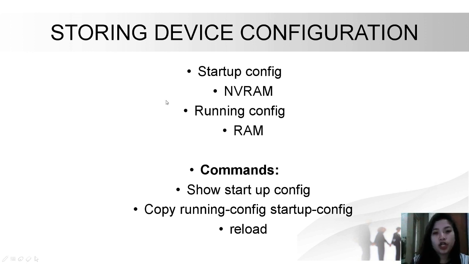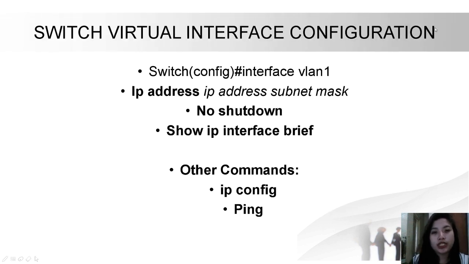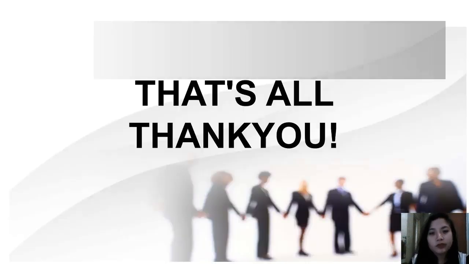Storing device configuration: startup config in NVRAM, running config in RAM. The commands for this are show startup-config, copy running-config startup-config, then reload. Then switch virtual interface configuration. The command, from global configuration mode, is interface VLAN 1, then ip address, then the IP address and subnet mask, no shutdown, show ip interface brief, and other commands: ipconfig, then ping.